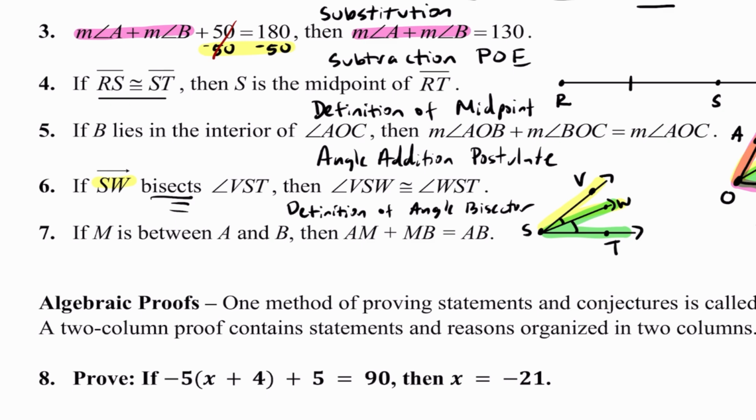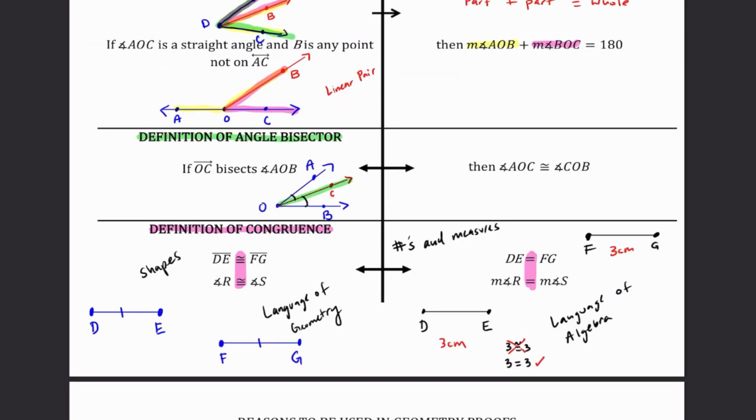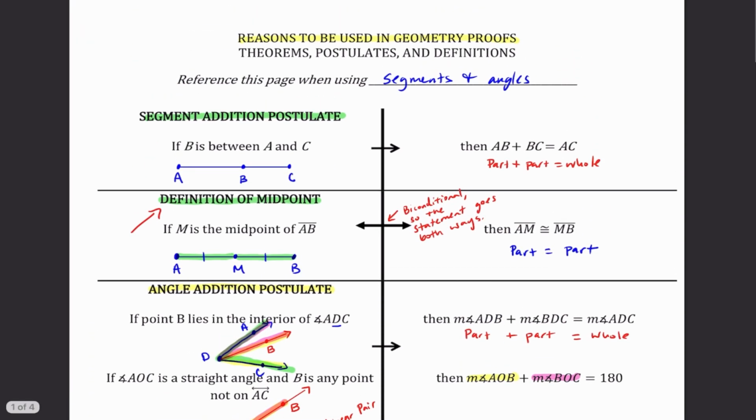Number 7, if M is between A and B, I'm going to draw that. So here's A, and this is B, and M is between A and B. Well, what's the result here? We have a part plus another part, which is going to give us the whole thing. So part plus part equals whole. And this reminds you of the segment addition postulate.